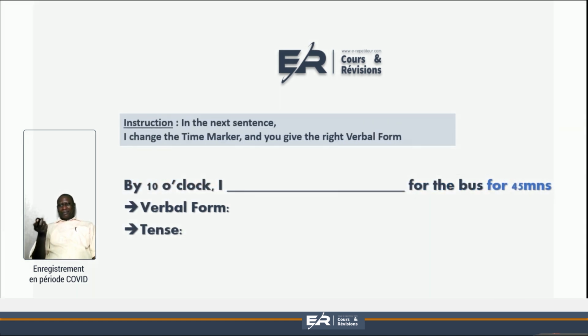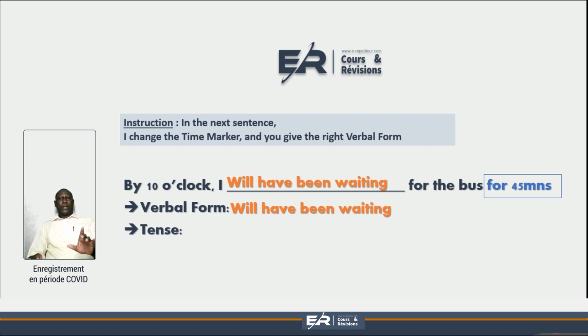Next. By 10 o'clock, I for the bus for 45 minutes. 45 minutes, time marker. Now, what is the verbal form? I will have been waiting for the bus for 45 minutes. By 10 o'clock, I will have been waiting for the bus for 45 minutes. Which tense is it? C'est quel temps? Future perfect continuous. Un autre temps très important du futur.